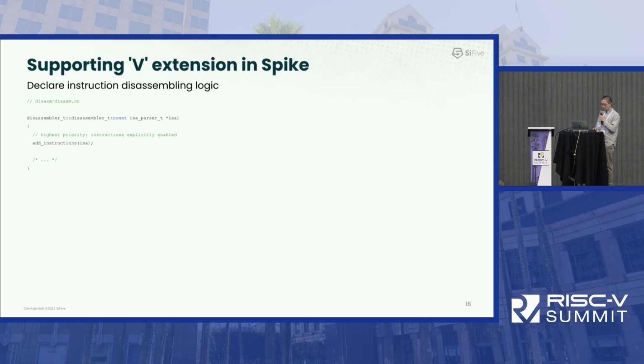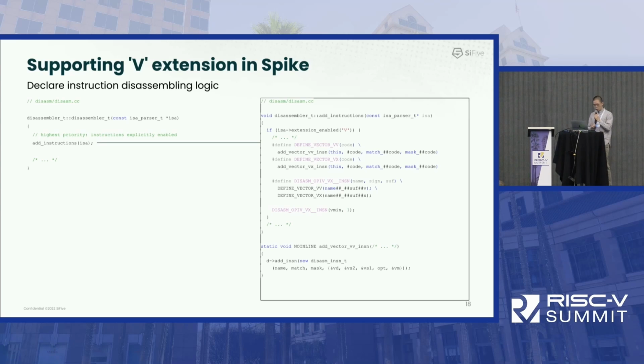Inside the constructor of the disassembler object, the instructions are registered into the object based on the ISA string provided to Spike. Well, we are going through multiple levels of macro here. First of all, you will see the define vector VV and define vector VX. They will be macros that would call the function that registers the vector instruction disassembling. Similar macros are defined based on different types of register operands.